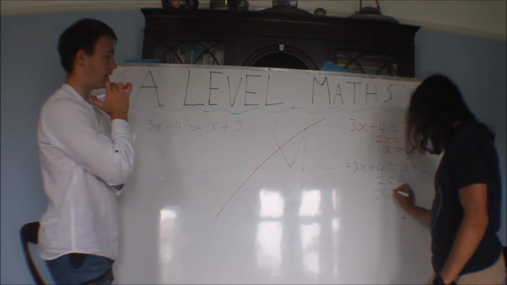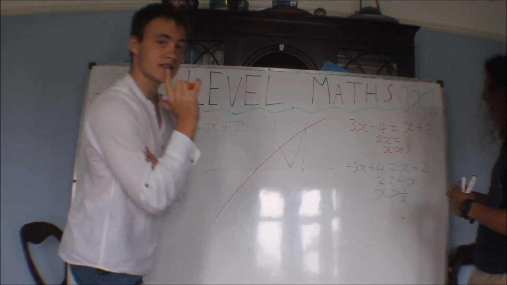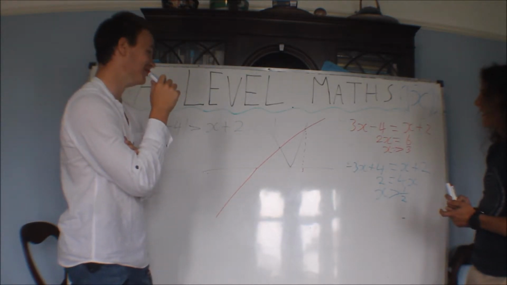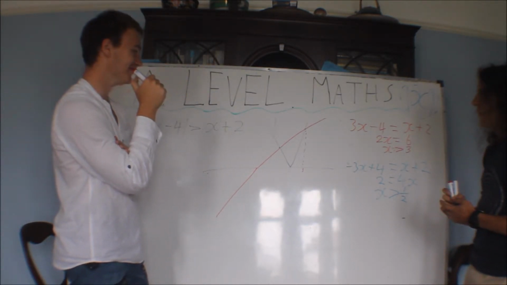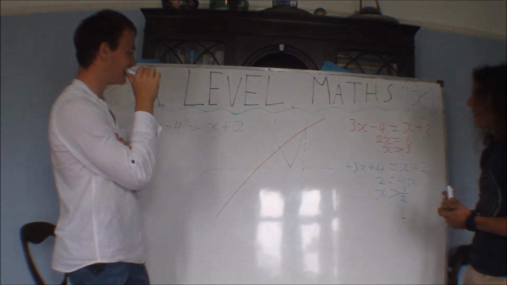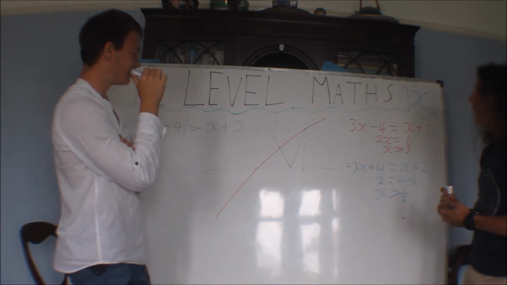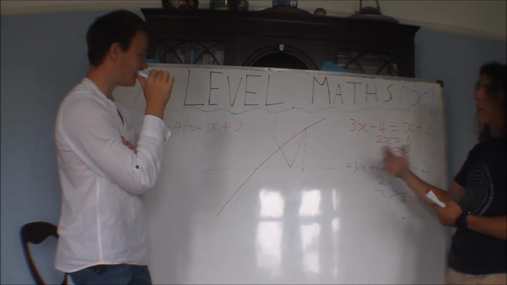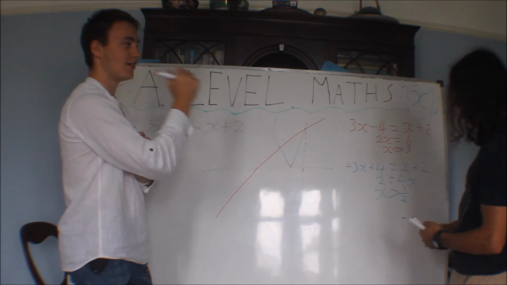Except not quite. Would it be less than? It should be. I don't know why it's not. It's because you times something by a minus, it flips the sign. You need to remember that it flips the sign.